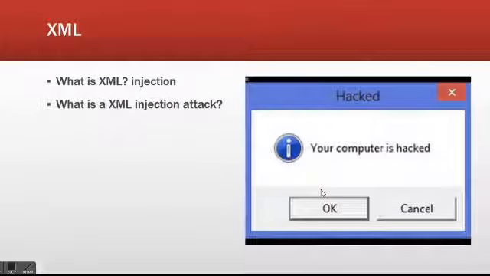The next one we're going to talk about is XML. Now, XML is another type of, basically, a language for how data is represented. Like I said, you have your HTML, then you have your XML. This is how the data is represented on your web page.